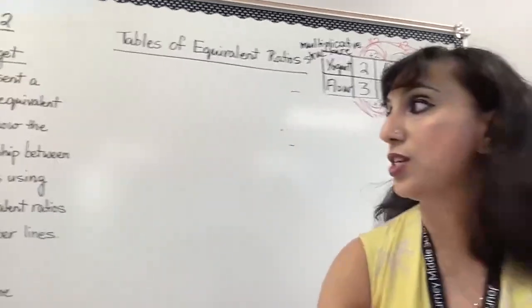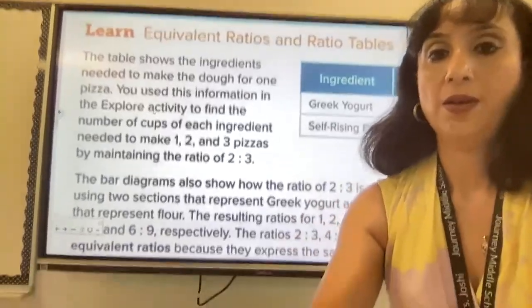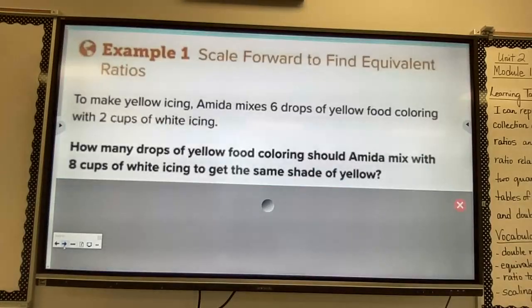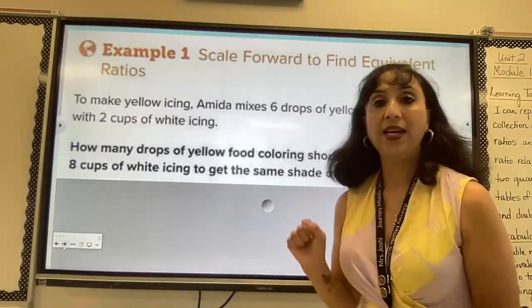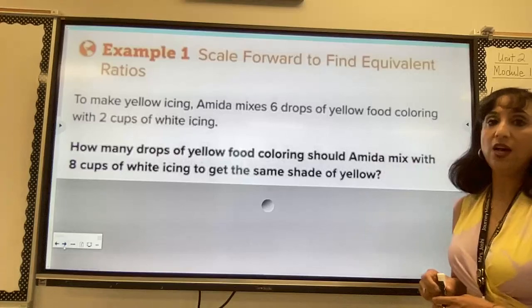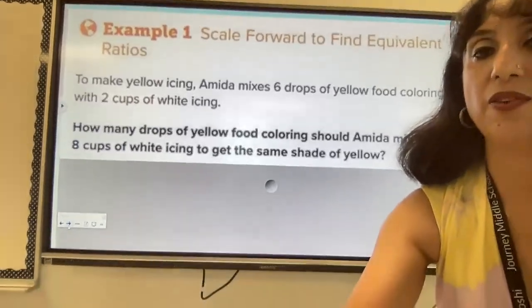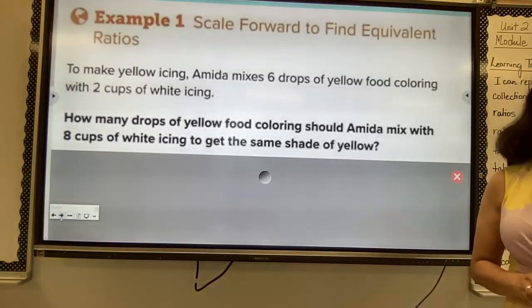Let me take you to the question. Here we go. It is saying, and we are going to scale forward in this one, to make yellow icing, Amira mixes 6 drops of yellow food coloring with 2 cups of white icing. How many drops of yellow food coloring should Amira mix with 8 cups of white icing to get the same shade of yellow?